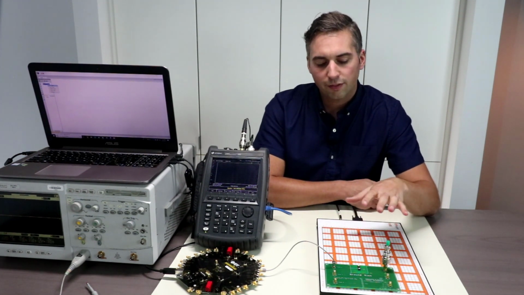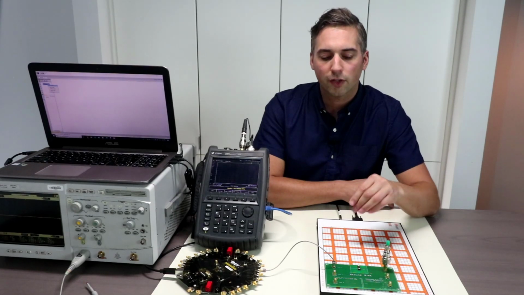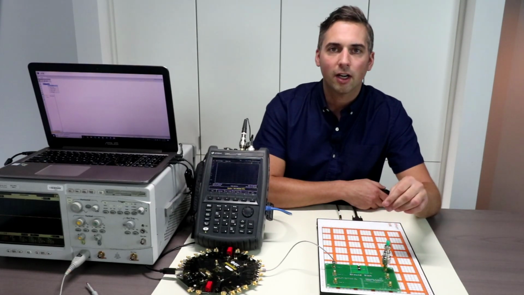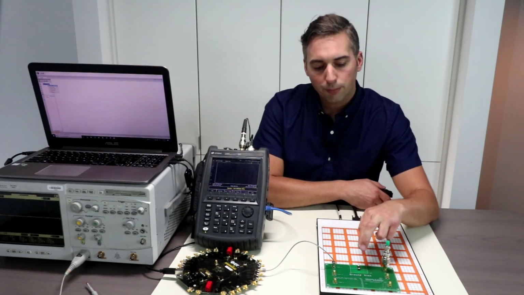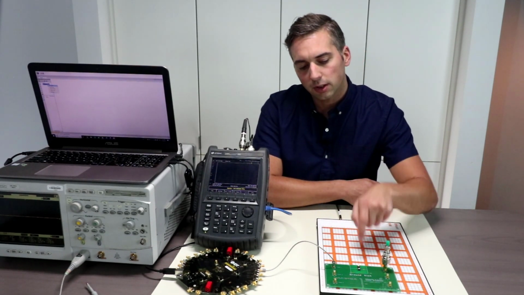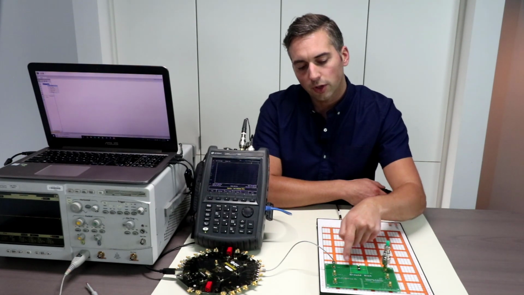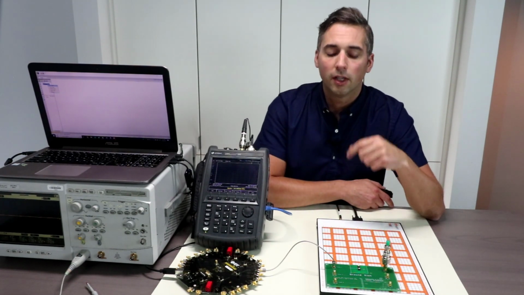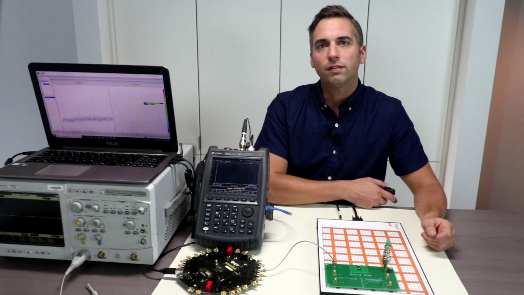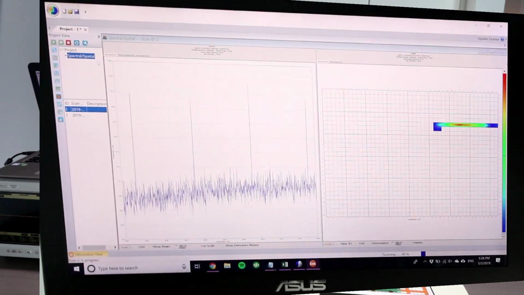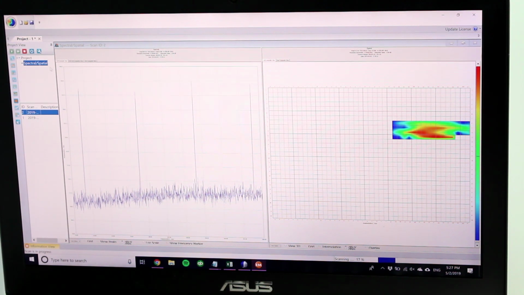But what we're going to do here is just sweep from 10, 15 megahertz up to around 200 megahertz and see how the current is flowing on the circuit board. And I'm not pressing these two buttons, so the return current is predominantly flowing around the cut in the return path there. So let's kick off a scan and see how that current is flowing on this circuit board.